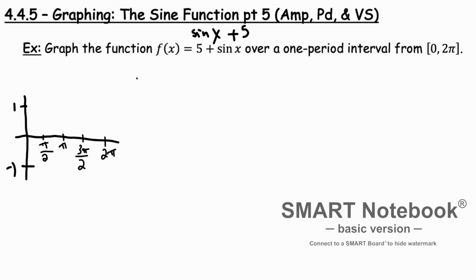So here we go. The sine function. So we have f of x is equal to sine x. So we're starting out 0, 0, pi over 2, 1, pi 0, 3 pi over 2, negative 1, 2 pi 0. Again, I'm going to run through this quickly because we've seen this, I don't know, maybe a dozen times already. Okay, so the 5 right here is going to take this whole graph and shift it up 5 units.